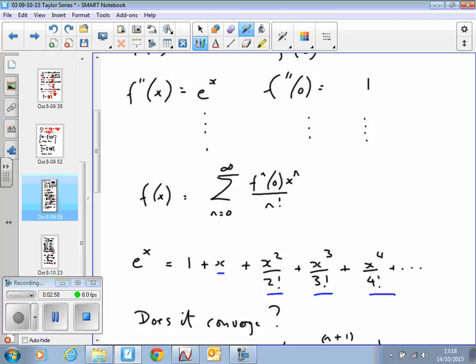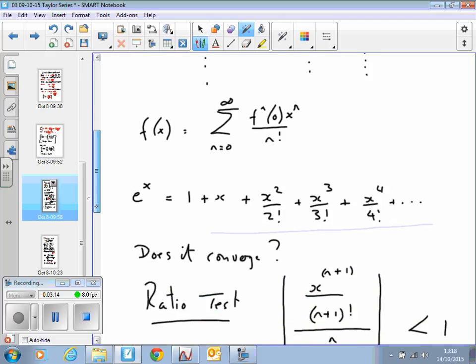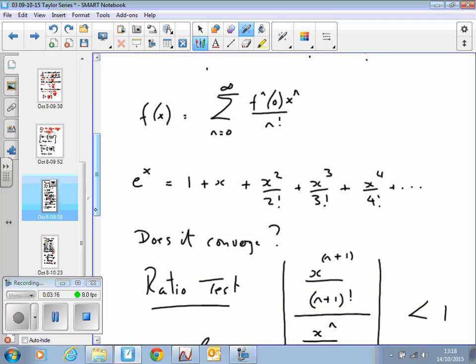Just pause and check that you see that this, n equals 0, 1, 2, 3, 4 up to infinity, will give you this up to infinity. That's our power series. Remember, we need this series to converge for us to be able to say that this power series can be used to represent this function.